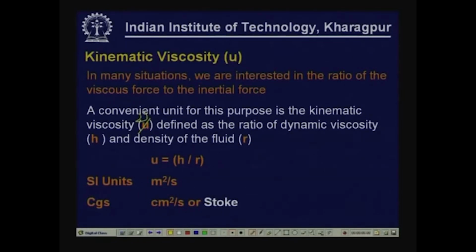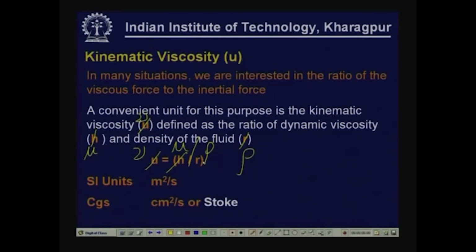Defined as the ratio of dynamic viscosity, mu, which was the parameter that we are using, and the density of the fluid, rho. So, the kinematic viscosity can be defined as absolute viscosity or dynamic viscosity divided by the density of the fluid.